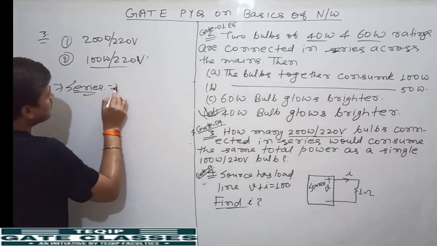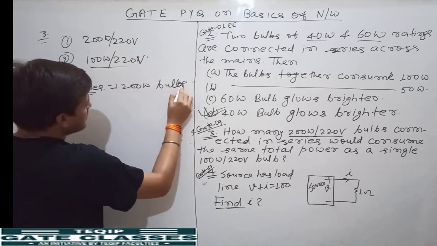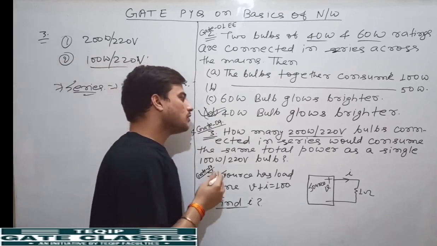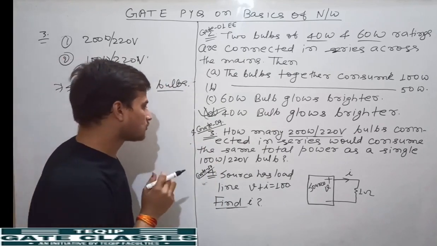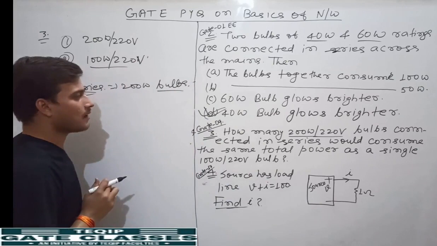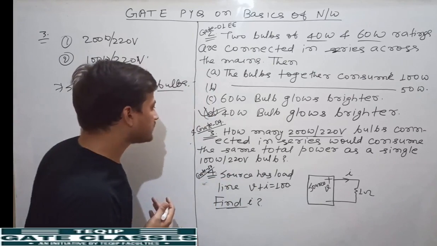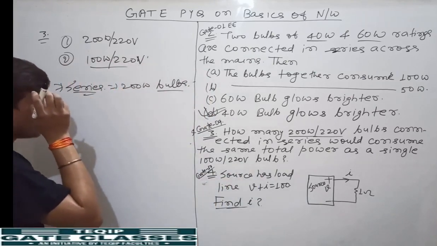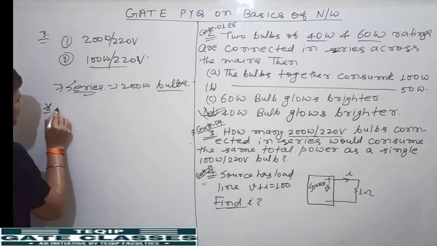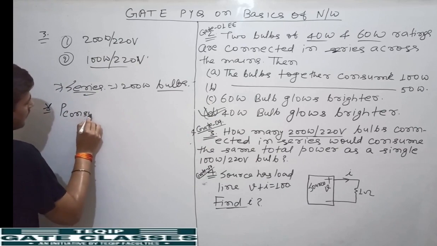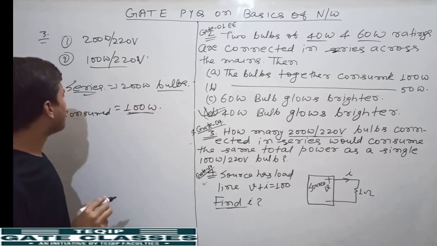You have to connect 200 watt bulbs in series. Now they are asking you the number of bulbs that will be connected in series so that it will consume the same total power as a single 100 watt 220 volt bulb. That means the power consumed is given as 100 watt.